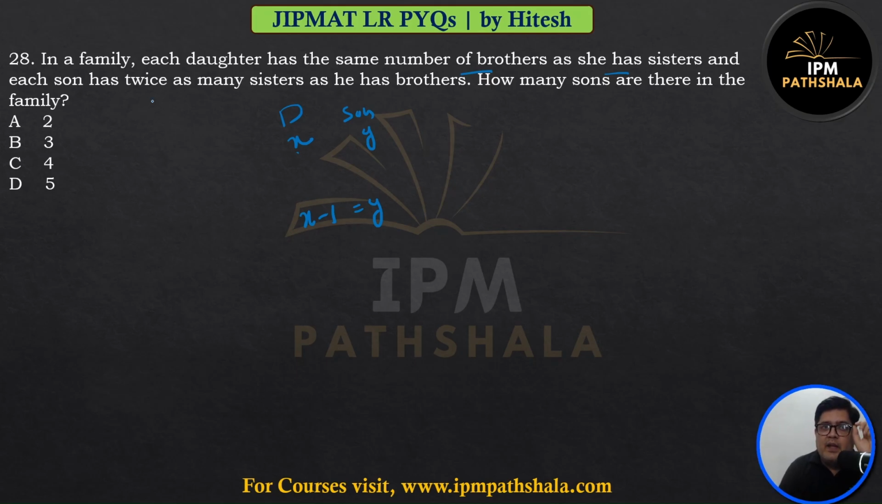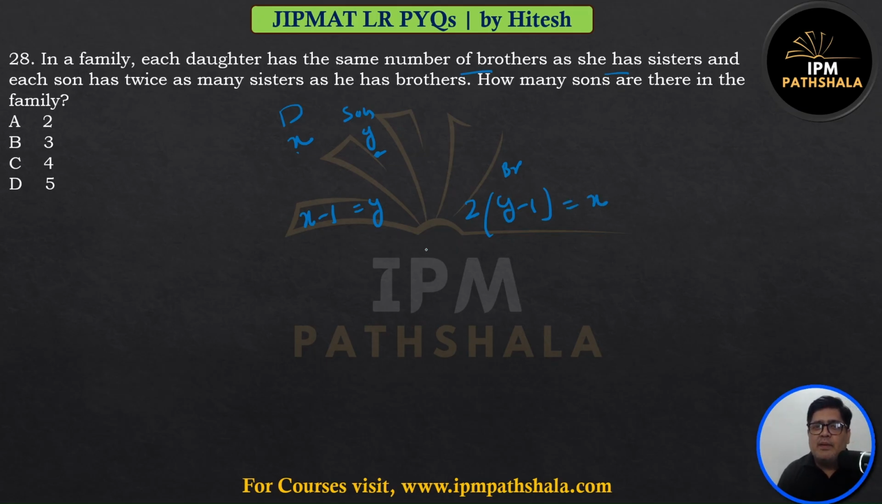Now listen to this. Each son has twice as many sisters as he has brothers. If Ramesh is one of the boys, how many brothers will he have? He will have Y minus 1 brothers. Now, he has twice as many sisters, so the number of sisters is double. Now, can I say if Ramesh is one of the boys, all the girls are his sisters?